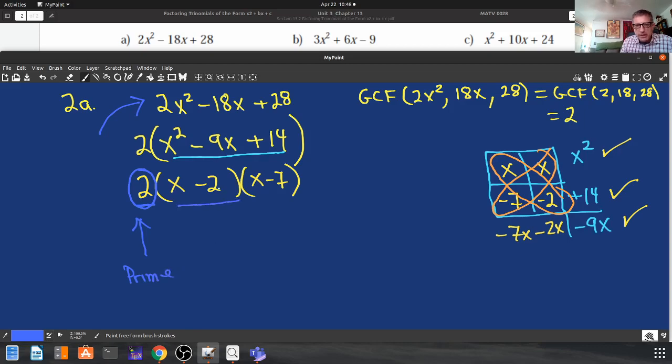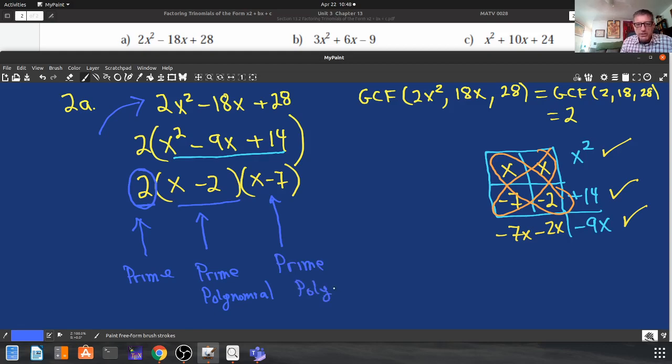This, x minus 2, the GCF is equal to 1. So it's considered a prime polynomial. So polynomials are prime, and they don't have to be trinomials to be prime. And the GCF of x and 7 is also 1. So this is also a prime polynomial.